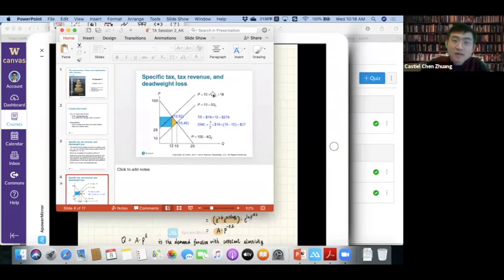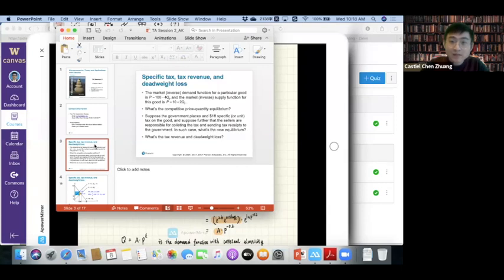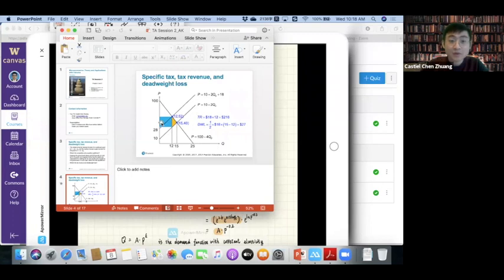But I won't talk about this one too much, because the professor already did an example in his lecture recording. So this is about imposing sales tax, collecting the sales tax from producers and seeing what's the final effect, what's the new equilibrium price with the tax, and then what's the deadweight loss, what's the tax revenue. So we can just look at this graph.